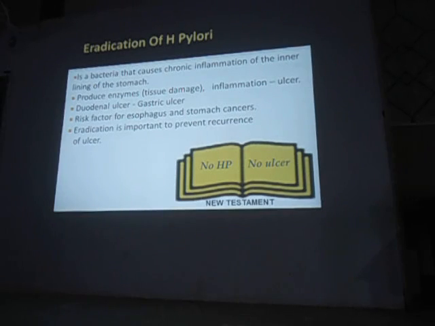So this is the bacteria which causes chronic inflammation, and it is involved in most of the ulcer formations, about 90% in the duodenal and about 67% in the gastric ulcer. It is also a risk factor for esophageal and stomach cancer. How can cancer be produced? What happens due to chronic erosion?